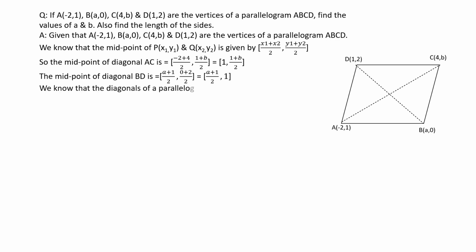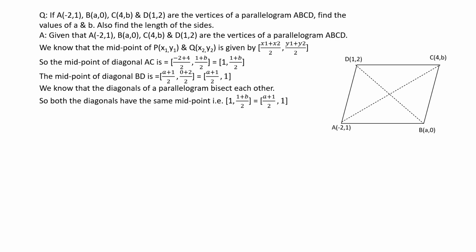Now we know that the diagonals of the parallelogram bisect each other. That means both AC and BD have the same midpoint. So we can write 1, (1 plus b)/2 equals (a plus 1)/2, 1. On equating the x coordinates and y coordinates we get 1 equals (a plus 1)/2 and (1 plus b)/2 equals 1, which implies 2 equals a plus 1 and 1 plus b equals 2. That means a equals 1 and b equals 1.